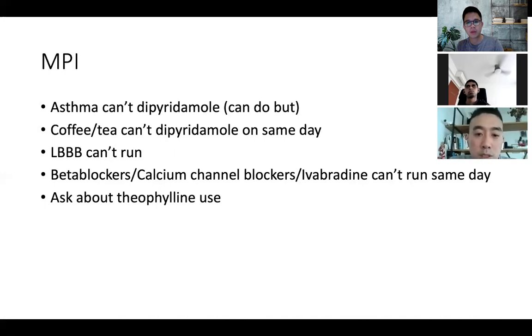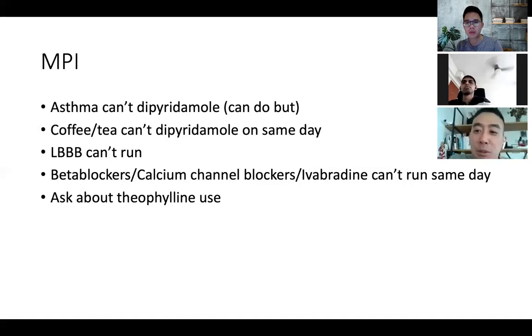Other things to note: if you have patients on wards who have taken their beta blockers or calcium channel blockers, meaning diltiazem or verapamil, so not nifedipine or amlodipine, so those that lower your heart rate, or ivermectin, then you shouldn't run them now, because if not, they'll be running until stage 7 and they'll never reach their target heart rate. Okay. So theophylline use is another thing to ask.